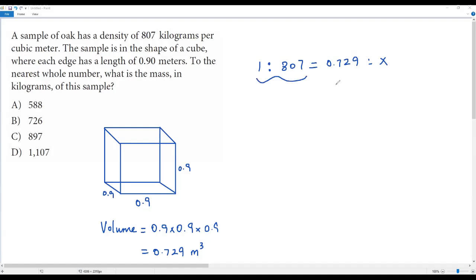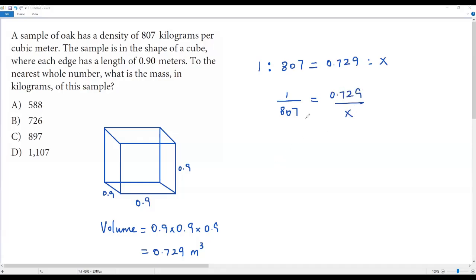Both of these ratios represent the same thing. Here we have cubic meters and the mass in kilograms; here we have cubic meters, and x represents the mass in kilograms. Since both ratios represent the same thing, we can equate them and get a proportion. My aim is to get the value of x, which refers to the mass of the sample whose volume is 0.729 cubic meters. To solve for x, I write each ratio as a fraction: 1 over 807 on the left side, and 0.729 over x on the right side.